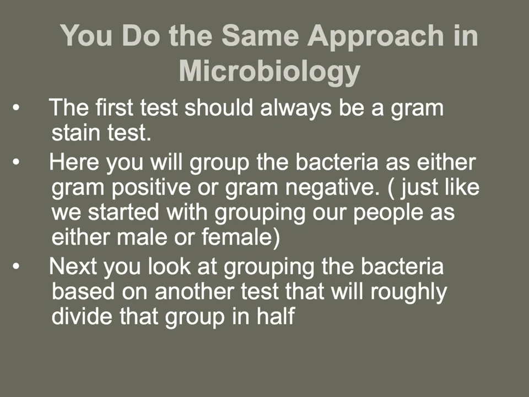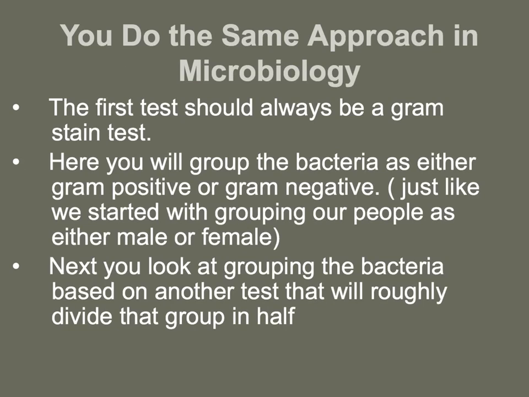So you're going to use that same reasoning as you approach microbiology. The first test I would do is always a gram stain. The gram stain will take your list of bacteria and divide them into either gram positive or gram negative. Just like we started with our grouping of people, we divided them into either male or female.